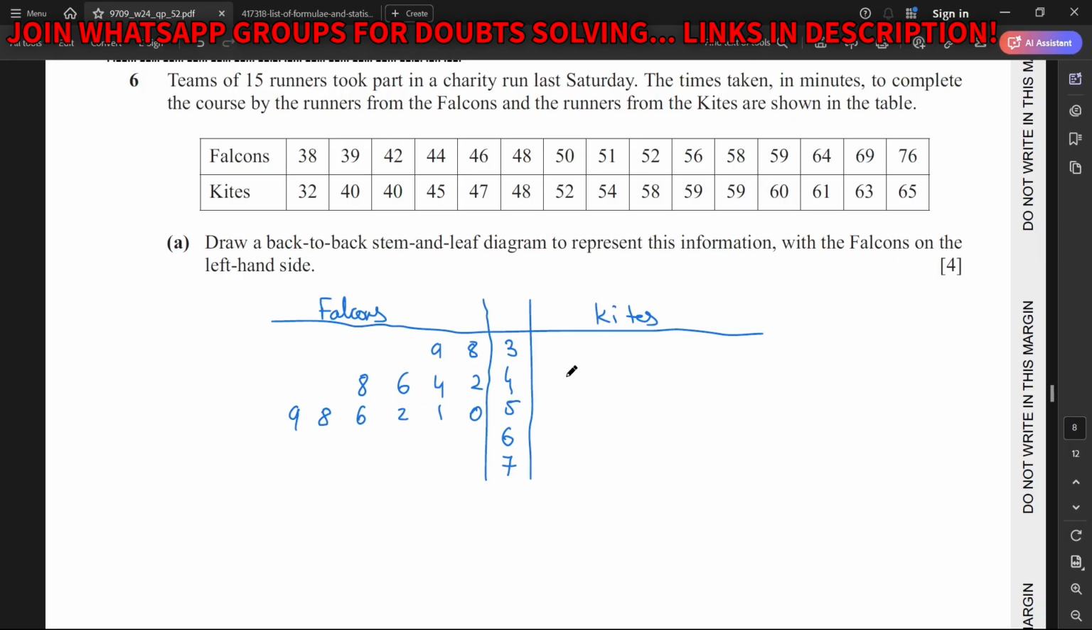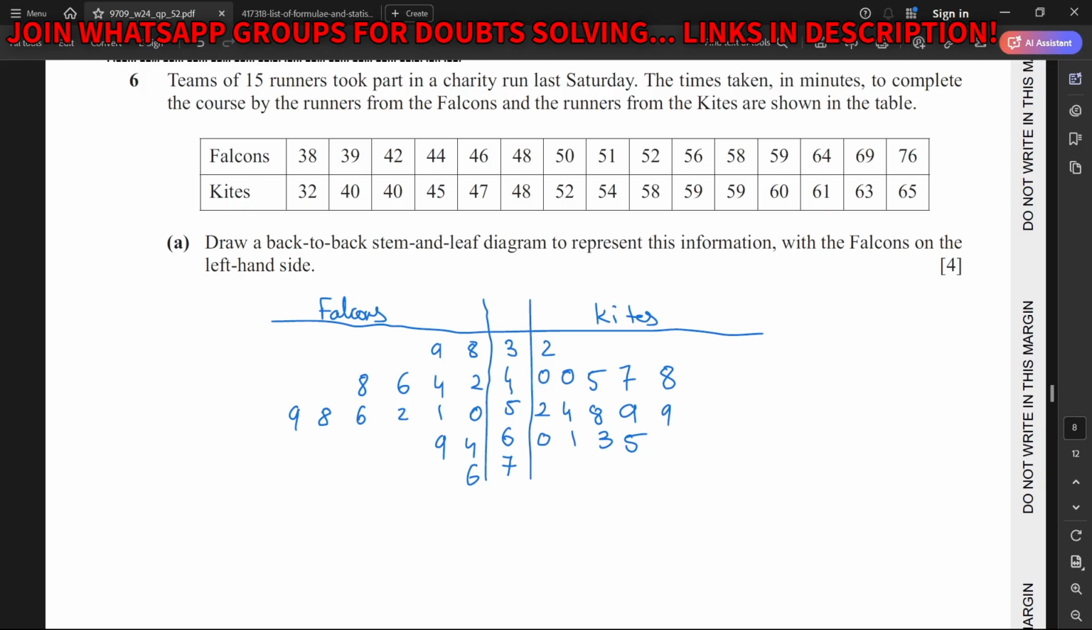And then 4, 9, 6. 4, 9, and the 6 is for the 7. Okay. For the Kites we are having 32 and 40, so 32, then 40, and again 40, then we are having 45, then 47, 48, then we are having 52, 54, 58, 59, 59, 60, 61, 63, and 65.